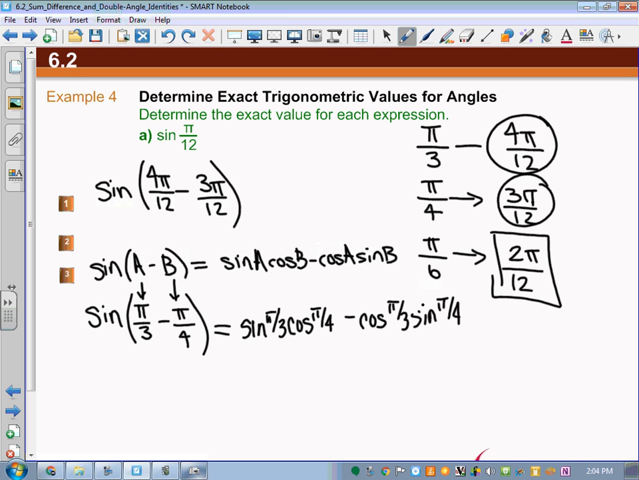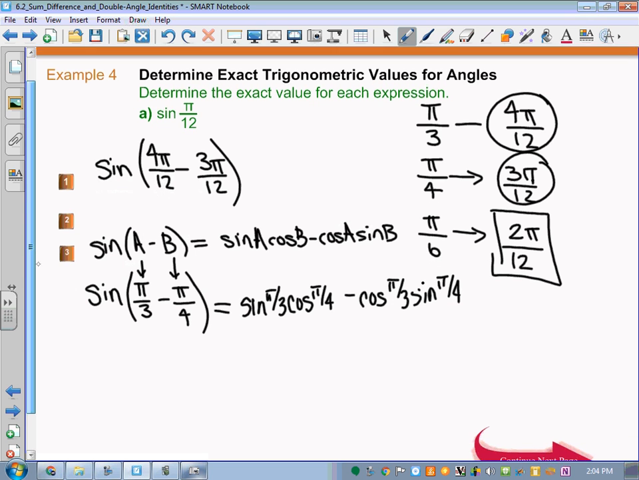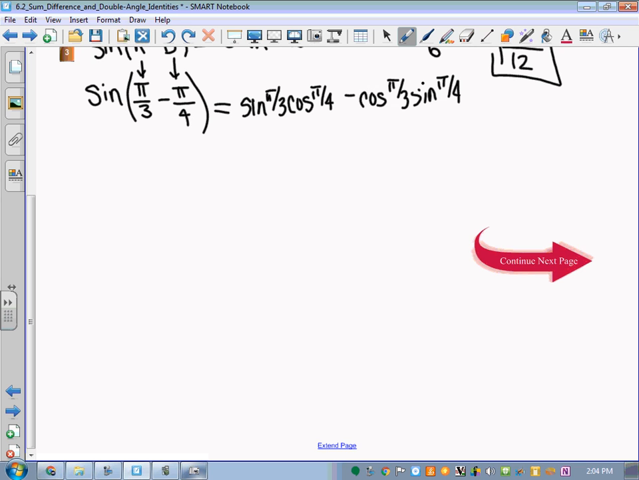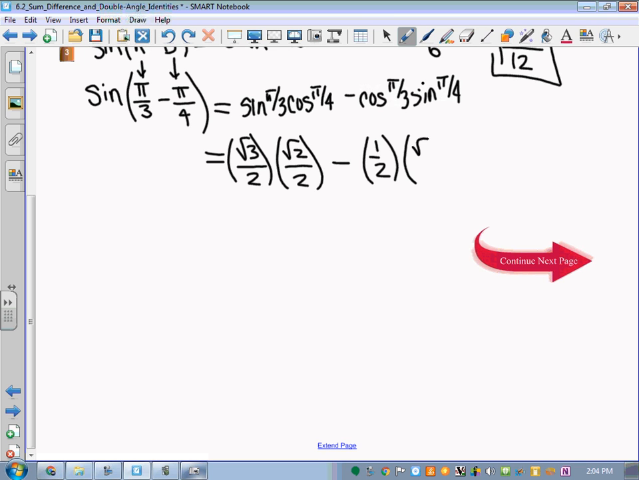And then what the question becomes after this is just evaluating it. And it really is why we push that unit circle so much, because if this is tricky to evaluate, you have to go back and gain a little more mastery of the unit circle, because this is going to come up again and again and again. Well, the sine of pi over 3 is root 3 over 2. The cos of pi over 4 is root 2 over 2. The cos of pi over 3 is 1/2. And the sine of pi over 4 is root 2 over 2.